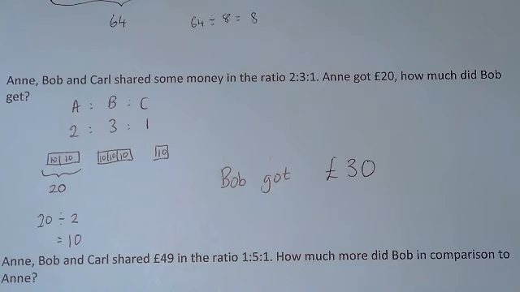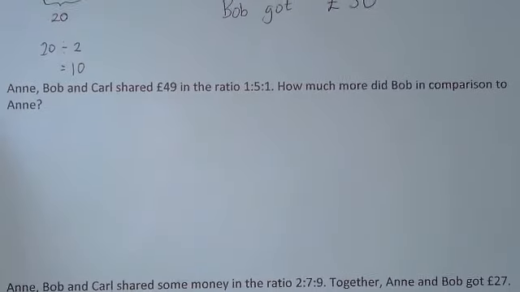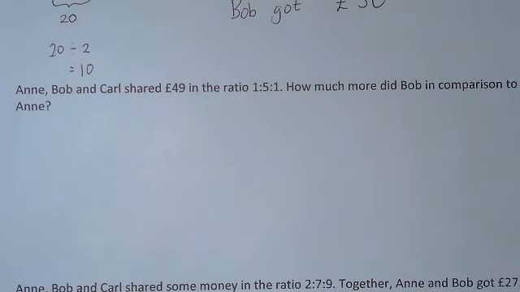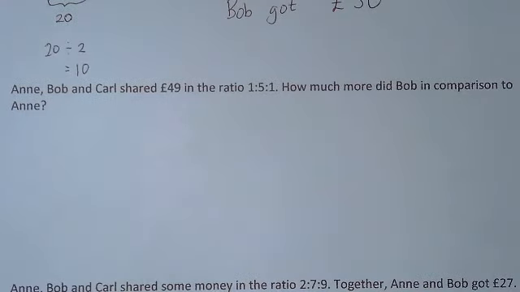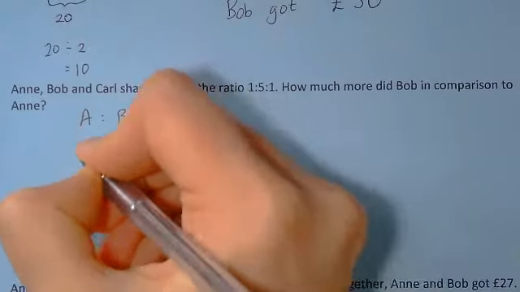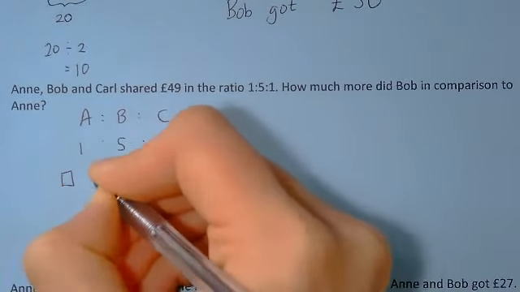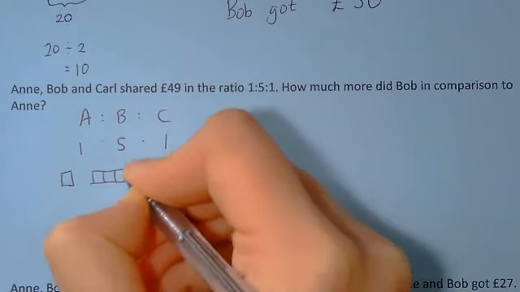Right. Next one. How am I going to put this on here? Let's do that. Right, Anne, Bob and Carl shared £49 in the ratio 1:5:1. So I've got Anne, Bob, Carl in the ratio 1, 5, 1. Let me draw a picture.